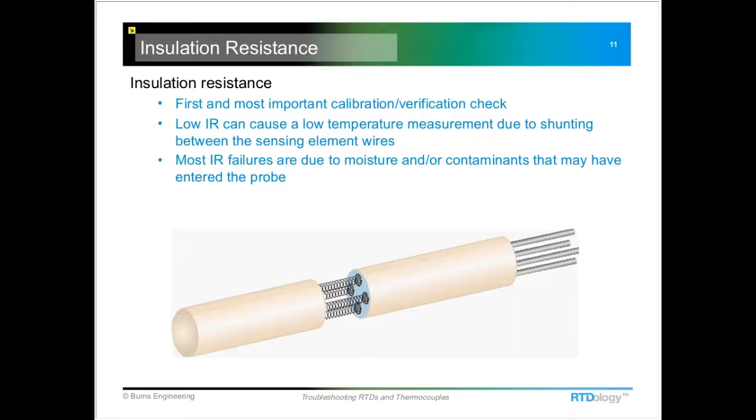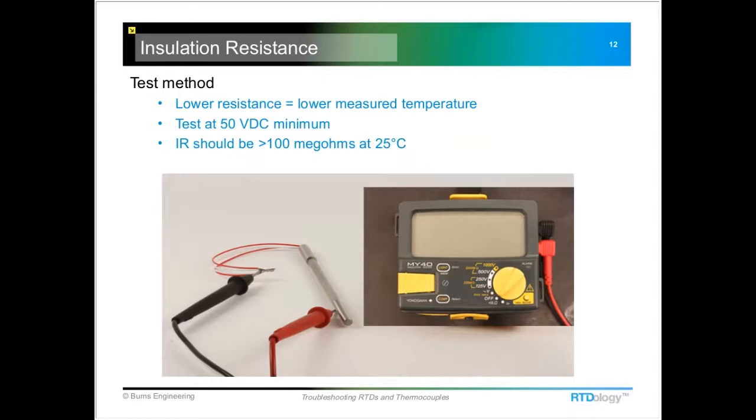When moisture gets inside the probe, it does cause shunting between the coils of the platinum coils or the lead wires. And this causes a low temperature reading. It causes the resistance, or the measured resistance, to drop, and a correspondingly low temperature measurement. It's real easy to check. We take a meg ohm meter, one probe to the leads on the probe, and the other one to the probe sheath. We should be at least 100 meg ohms at room temperature, and this test is done at 50 volts DC, and these are minimum numbers.